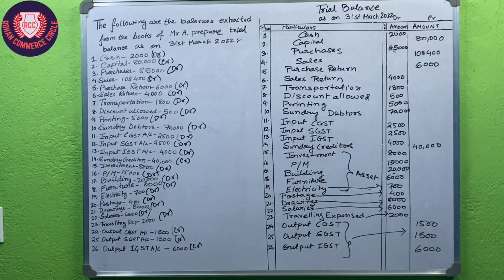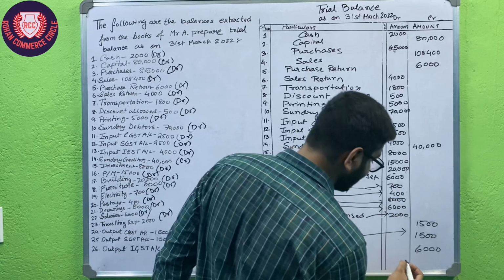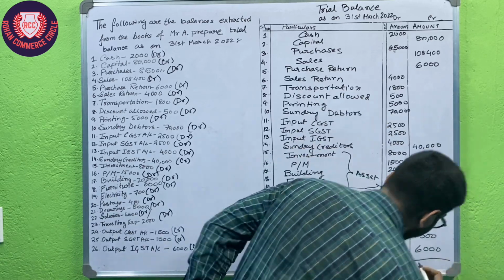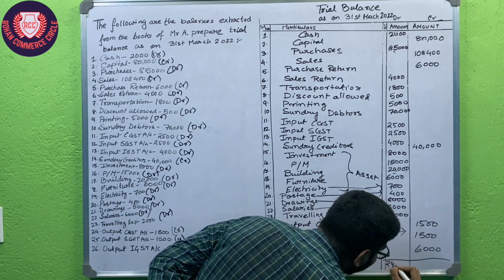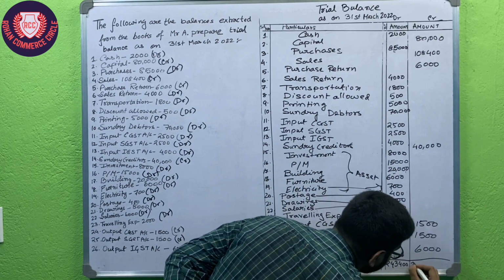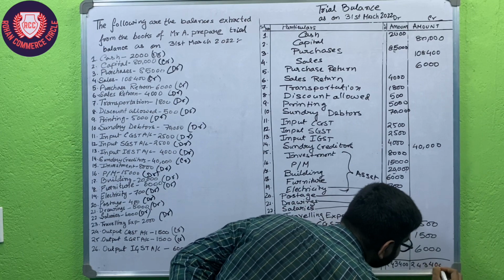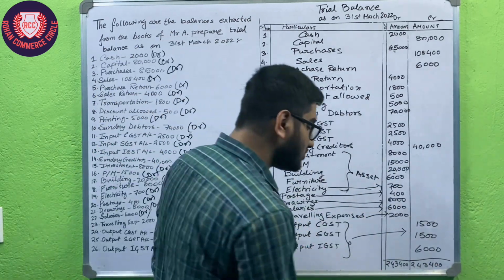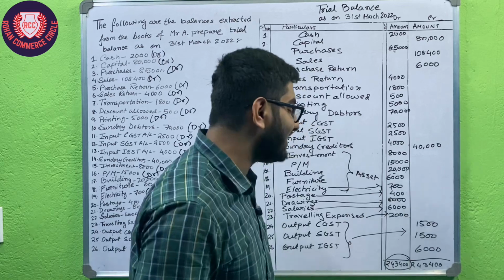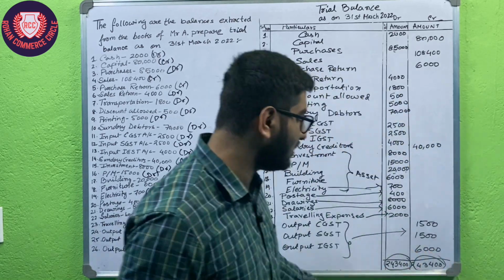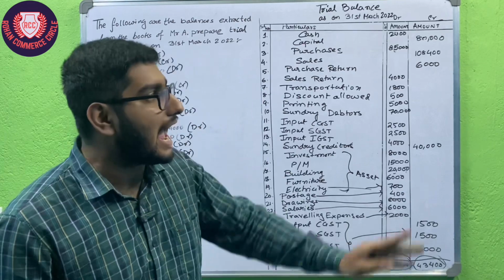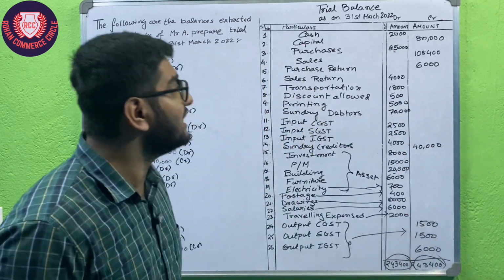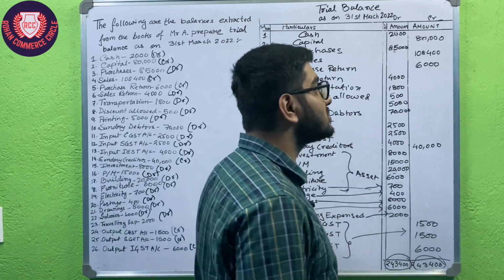When we total it out, it will be 2,43,400. Just total it out at your house and see that it will be 2,43,400 on both the debit and credit side. Students, this must be equal. This is a very important thing. Debit and credit: 2,43,400 should be debit and 2,43,400 should be credit. So that must be equal.